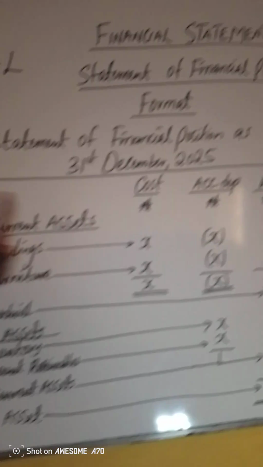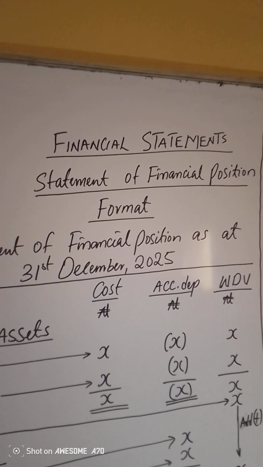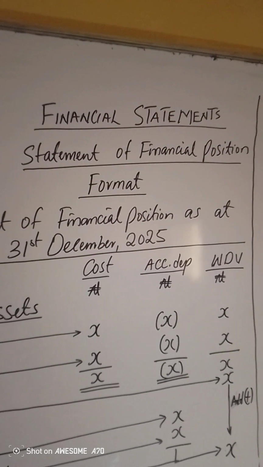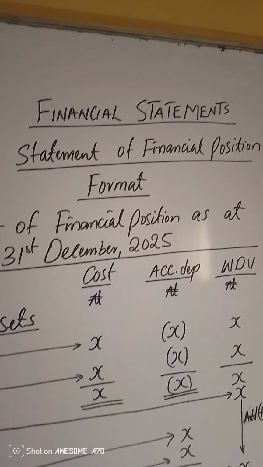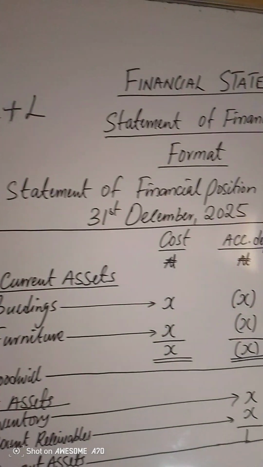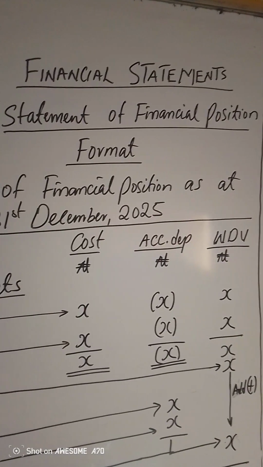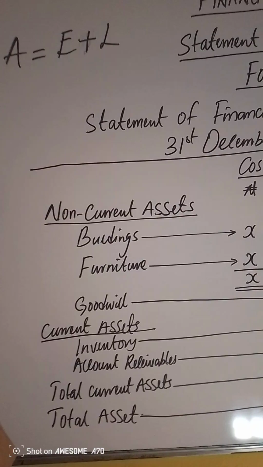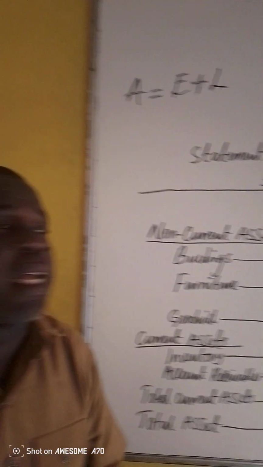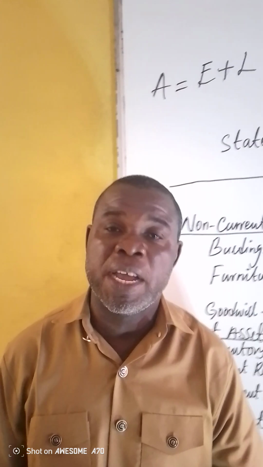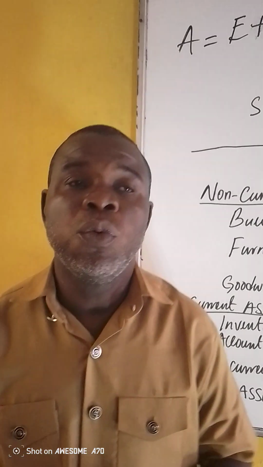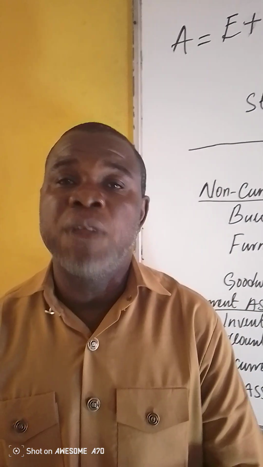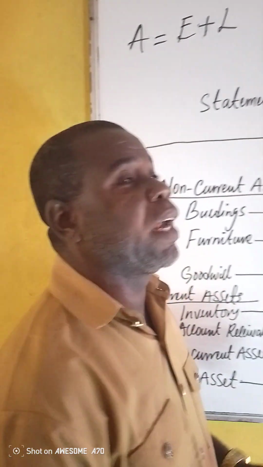In today's video and class, we are still continuing with financial statements of a sole trader, and we are looking at the format of the statement of financial position. In the previous class, we were looking at the items that are used in the statement of financial position. We were able to clarify all the items. Today, we are going to look at how the items are arranged in terms of the format, and how they are presented in the statement of financial position.